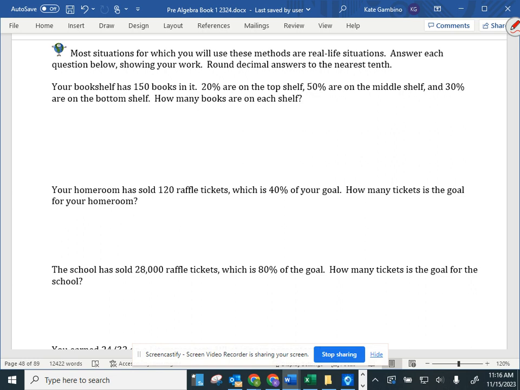For the top shelf, it would be 150 times 0.2. Because we have our part that we're looking for times our percent. 20% is 0.2 times the whole. So what is 0.2 times 150? 30. So for the 20%, that equals 30. See how we got that?